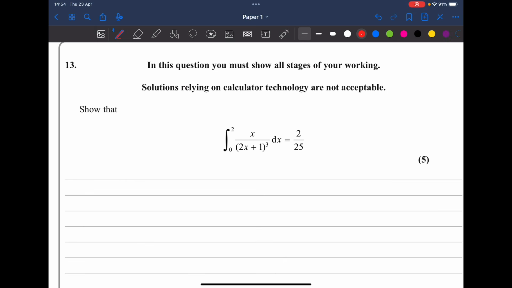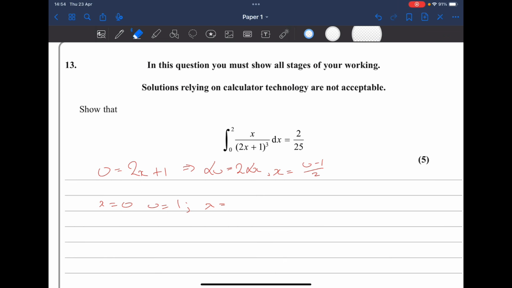So if we make our u equal to 2x plus 1, notice it's not including the cube part. What we have is that du will equal 2 dx, and the x will be u minus 1 over 2. Let's have a look at the limits. If we have x equal to 0, u will equal 1. X equals 2 tells us that u is going to equal 5.